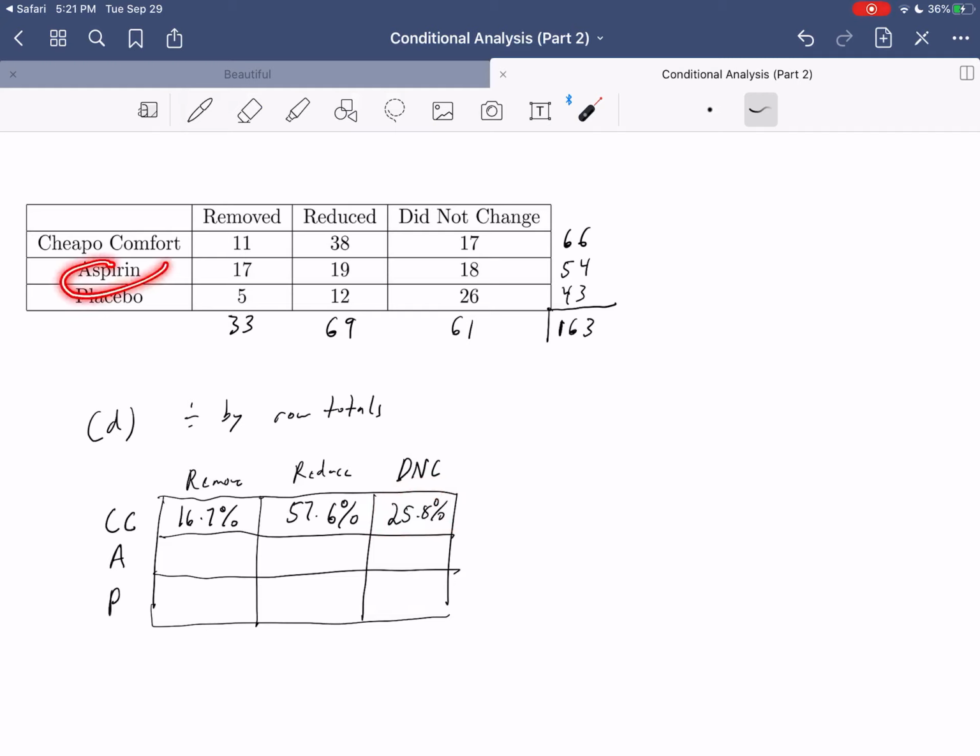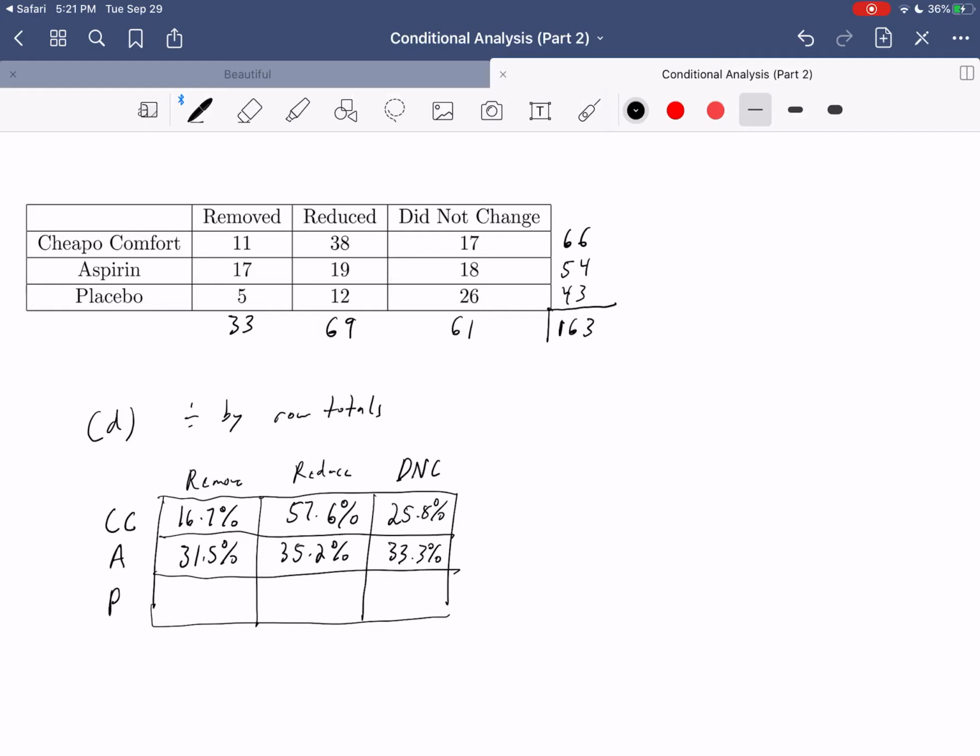All right, let's do the same for aspirin. Now we're going to be dividing by 54, so 17 divided by 54. We should get 31.5%. 19 divided by 54, 35.2%. And then 18 divided by 54 looks like 33.3%.